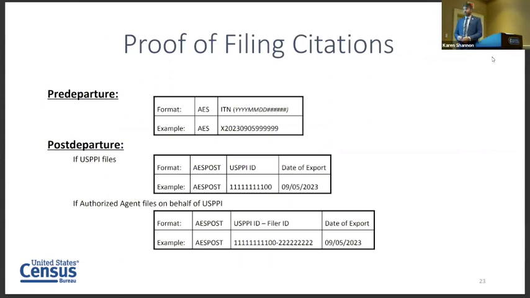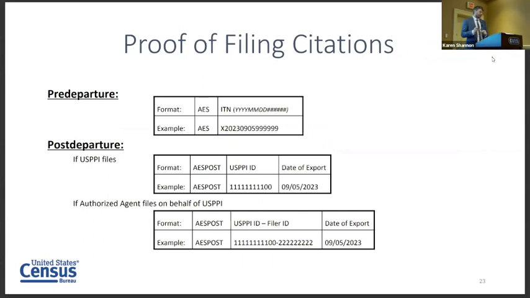So, proof of filing citation. What do you put on the record? We got all the data into the system. The system responded back with any of those response codes. What else does it give you? It gives you the most critical thing that you want to put on your records, and that's the internal transaction number, or your ITN number.